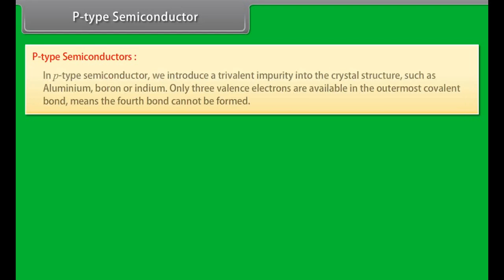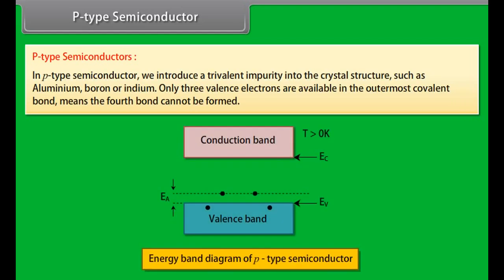P-type semiconductor. In a P-type semiconductor, we introduce a trivalent impurity into the crystal structure, such as aluminium, boron, or indium.